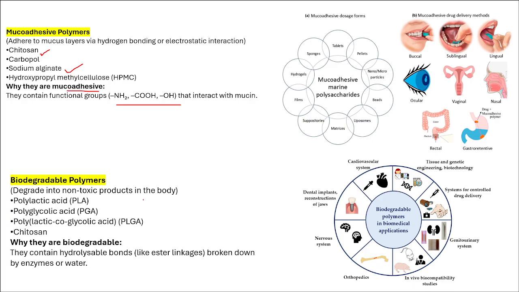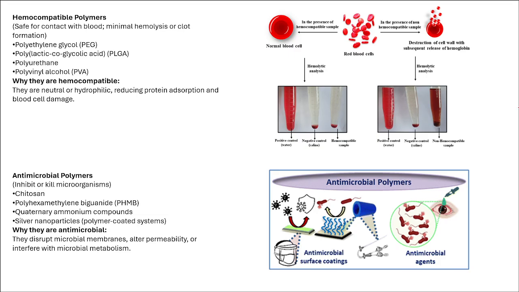Then biodegradable polymers: over time they get degraded, so they can be used for dental implants, the cardiovascular system, the stents and everything that I taught, and systems for controlled drug delivery. In orthopedics they can be used as a patch or something, and there would be no need for invasive surgeries to take these things out. After joining, they can dissolve because they are biodegradable.